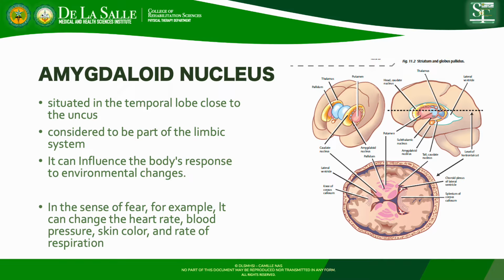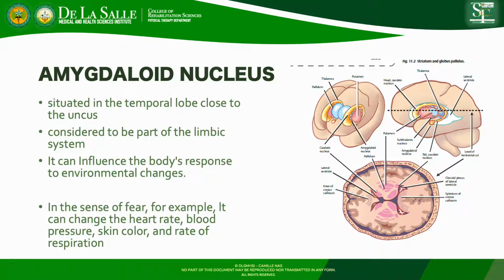Next is the amygdaloid nucleus. This is situated in the temporal lobe close to the uncus, considered to be part of the limbic system. It can influence the body's response to environmental change, and in the sense of fear, for example, it can change the heart rate, blood pressure, skin color, and rate of respiration.